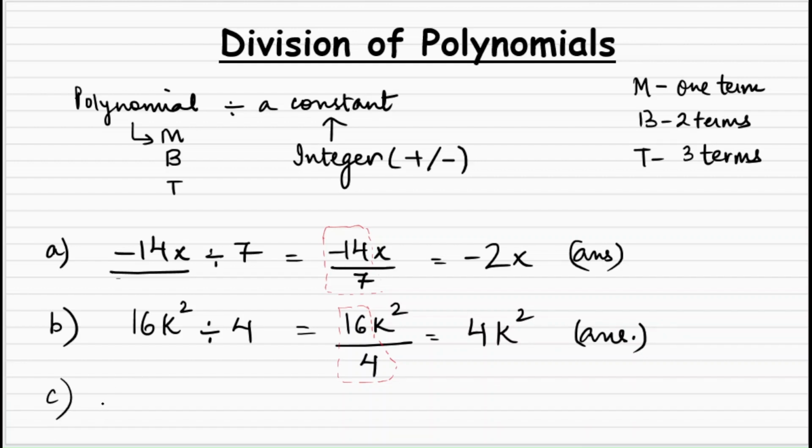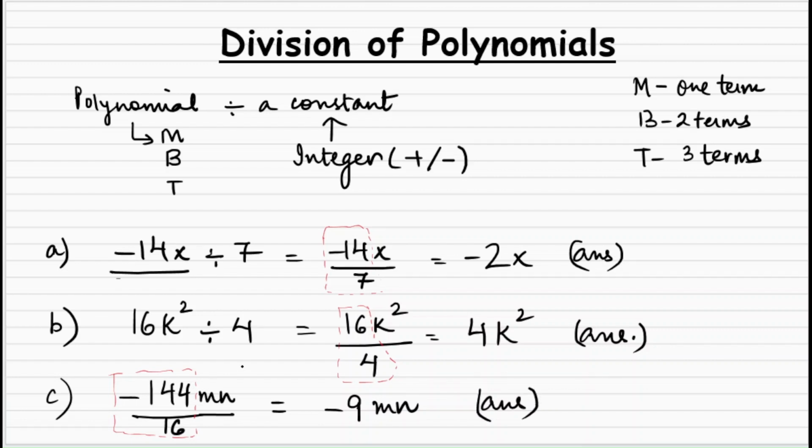Let's take one more example in this category: negative 144 divided by 16, and my variable part is mn. When I divide negative 144 by 16, what do I get? I get negative 9mn. No other mn term, so we just write mn over here, and that's my answer. If you look carefully, in this case we are dividing monomials by a positive or a negative integer. Let's go to our next category.